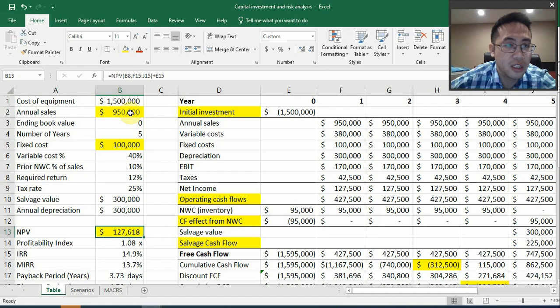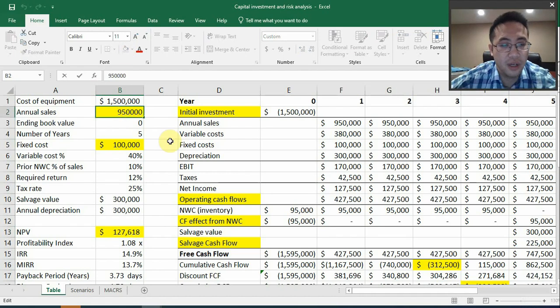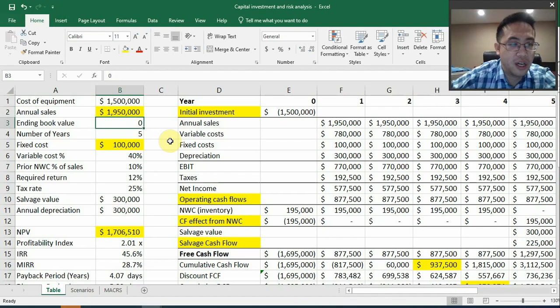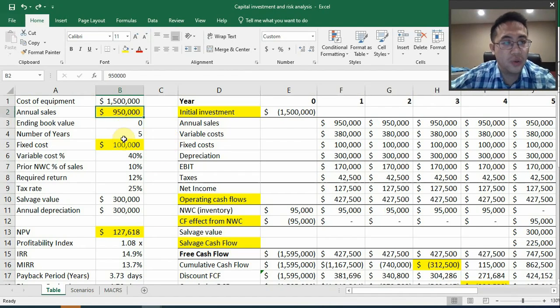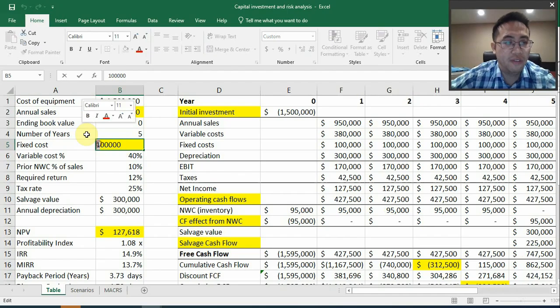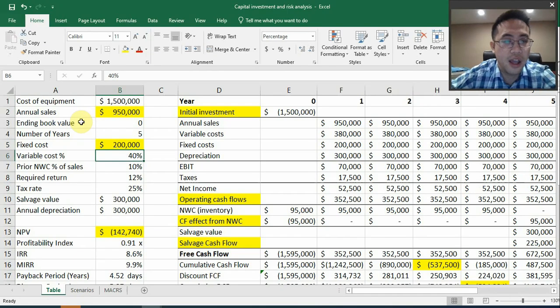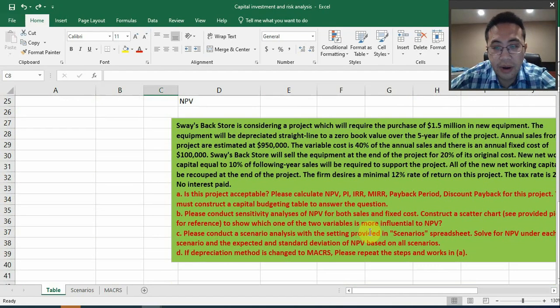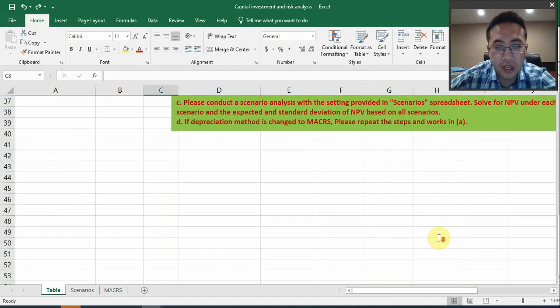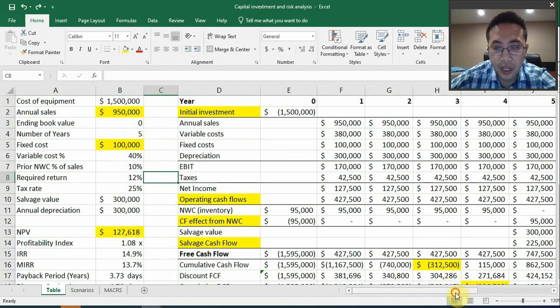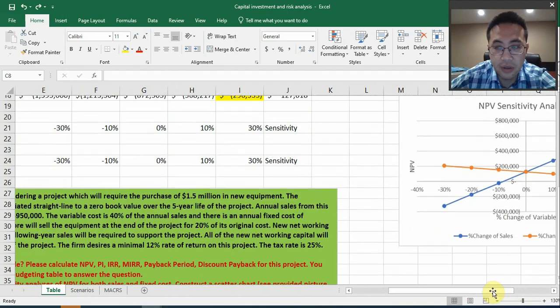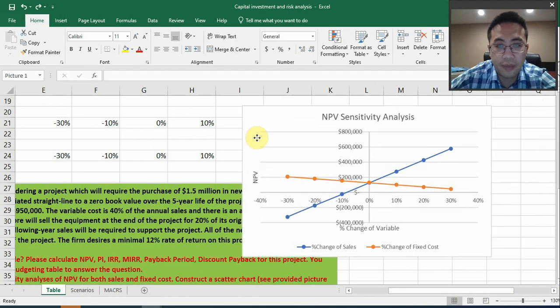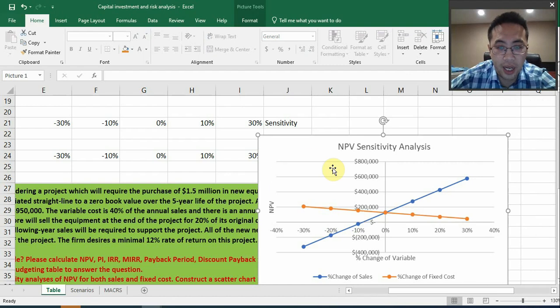Let's say I change it to just add $1 million here, you will see my NPV would change by a lot. Then undo it. And for fixed cost, if you change it to 200,000, that's also going to change my NPV. So in this practice, we are going to create a chart. The picture I give to you is right here. We are going to create a chart like this.